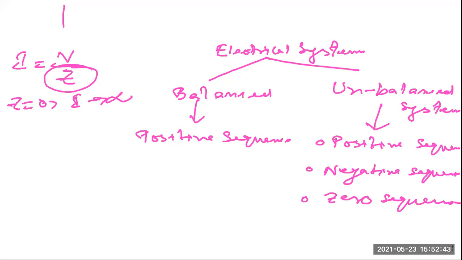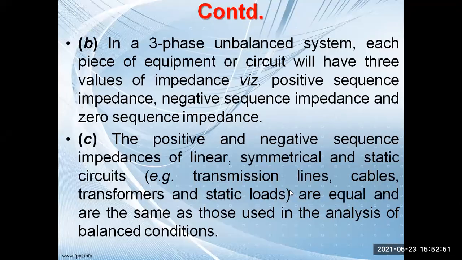Okay, so now the second point: in a three-phase unbalanced system, each piece of equipment or the circuit will have three values of the impedance: positive sequence impedance, negative sequence impedance, and the zero sequence impedance. So we know that for the unbalanced system, there will be three sequence impedances present.